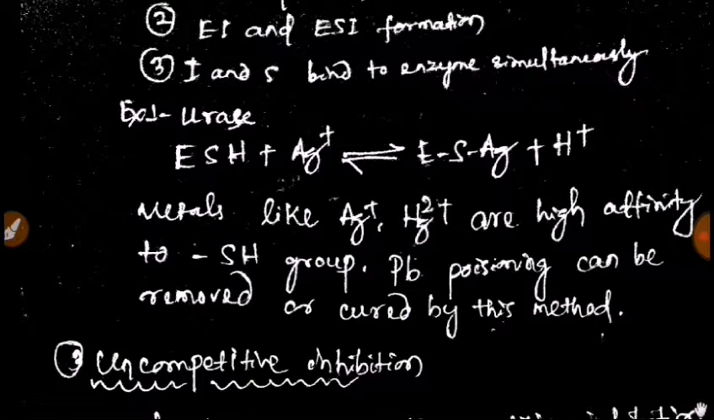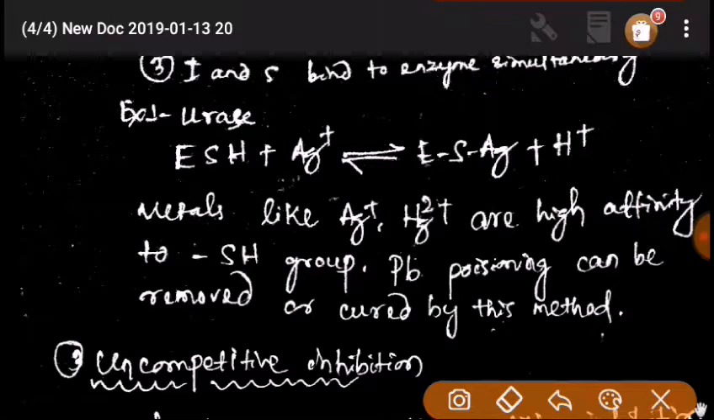Then uncompetitive inhibition. It is also known as anti-competitive inhibition. The inhibitor binds to the ES complex, not to free enzyme. ESI cannot form product. Next, if substrate concentration is high, then uncompetitive inhibition works.